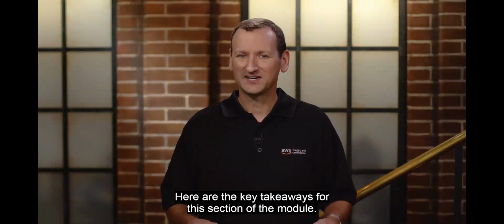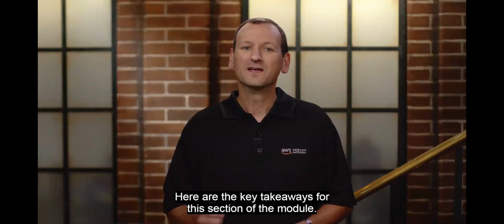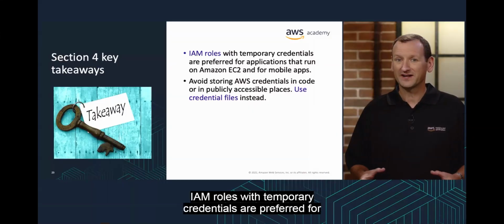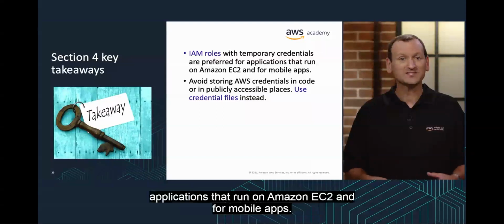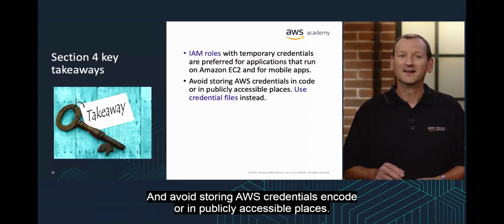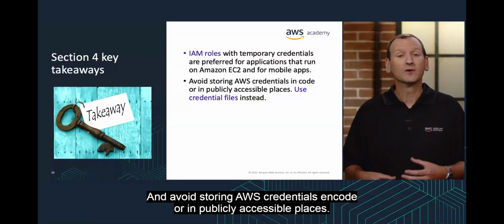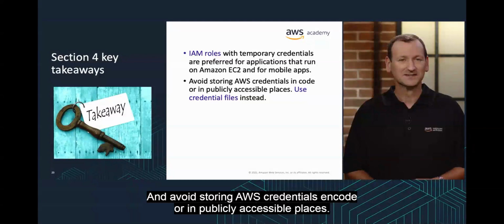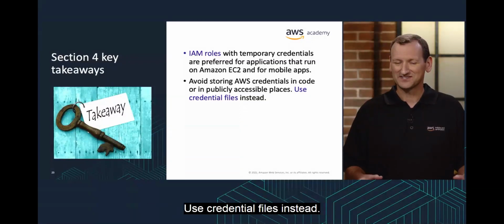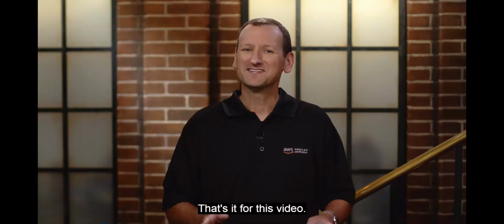Here are the key takeaways for this section of the module. IAM roles with temporary credentials are preferred for applications that run on Amazon EC2 and for mobile apps. And avoid storing AWS credentials in code or in publicly accessible places. Use credential files instead.